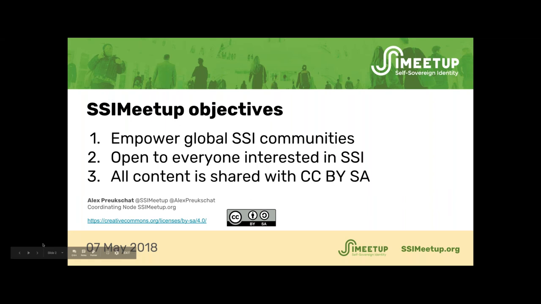So this basically means that it's an open source license that everyone can reuse, and all the slides that we're sharing here, you will be able to reuse them to build up your local communities or for any other purposes you have. The only thing you have to do is credit SSI Meetup, and today especially credit to two creators of this material, which are Manu Sporny and Drummond Reed.